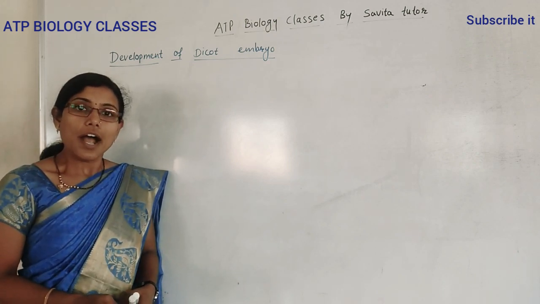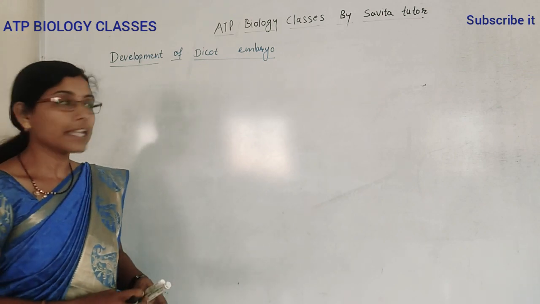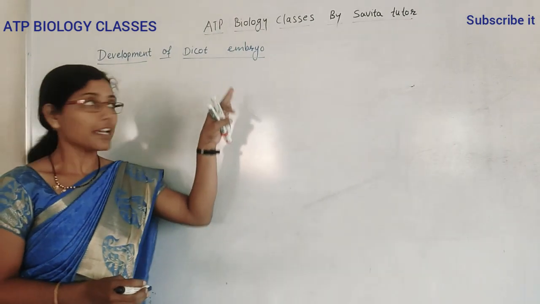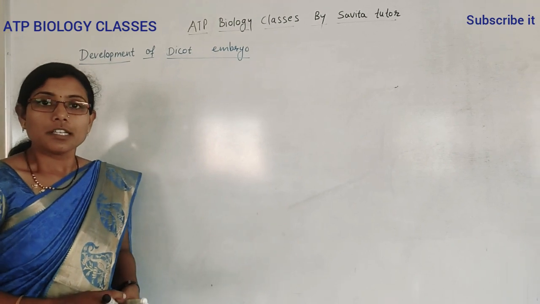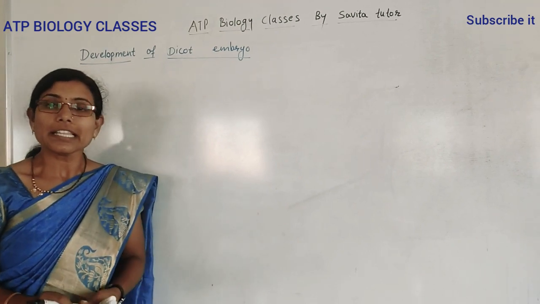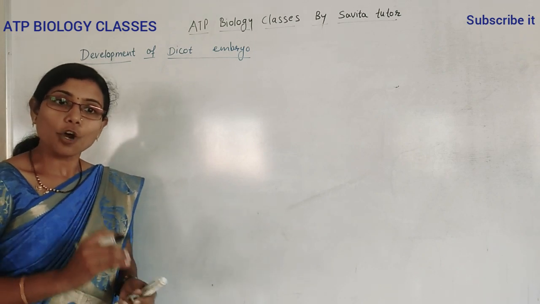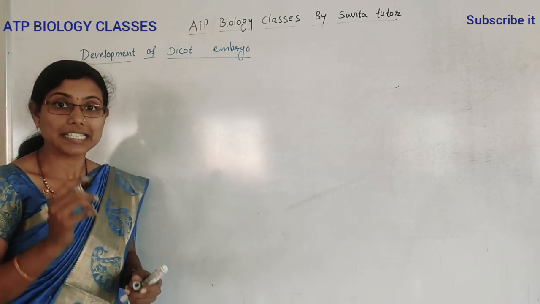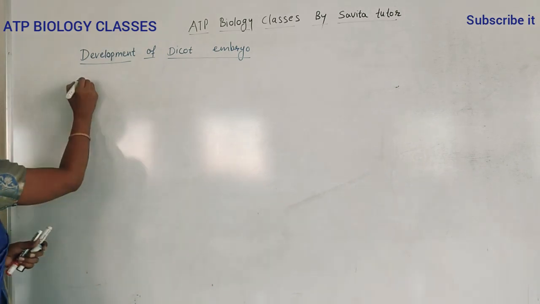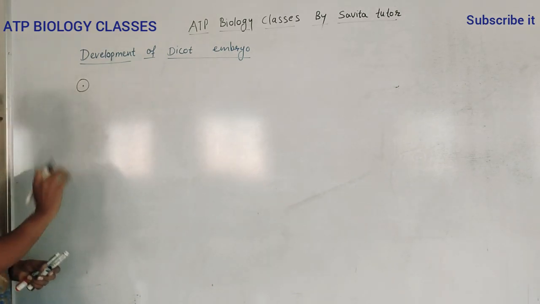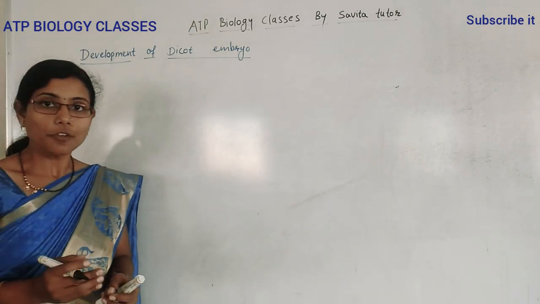So now I am going to discuss the topic development of dicot embryo. So you must be knowing how the embryo is forming. Embryo is forming from the single cell, that is zygote, right? Zygote is formed by the fusion of male gamete with the female gamete.